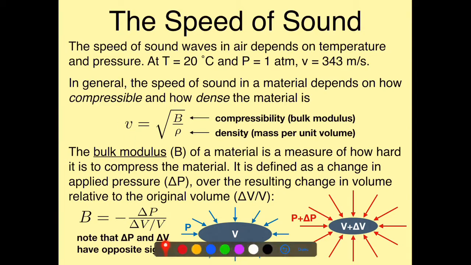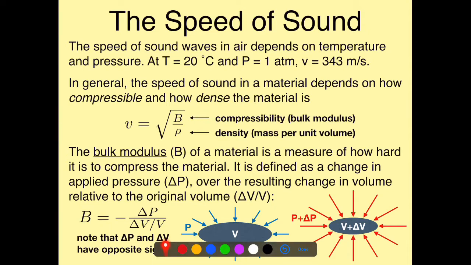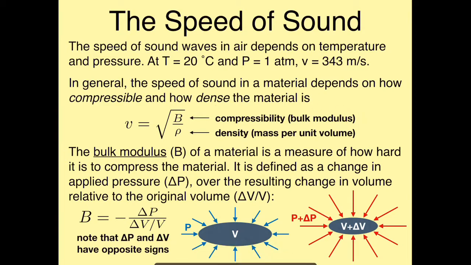So V, the speed of sound, is given by the square root of B divided by rho. Rho is the density of the material. That's something we're already familiar with: the mass per unit volume of the material. But B, capital B, is called the bulk modulus, and this is how we measure the compressibility of the material. If B is really small, the material is very easy to compress. If B is very large, then the material is very hard to compress. That's what the bulk modulus is telling us.